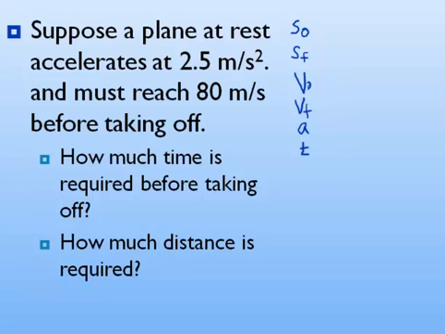Now, when we look back at the problem, there were 2 numbers given to us. The first number was this 2.5 meters per second squared. The meters per second squared and the word acceleration there are clues that this is an A, and so we'll put that in as 2.5 meters per second squared. The other number is 80 meters per second. 80 meters per second is definitely a velocity. Is it the initial or final velocity? Well, this is the speed it's required to reach before taking off, so that would be our final velocity.